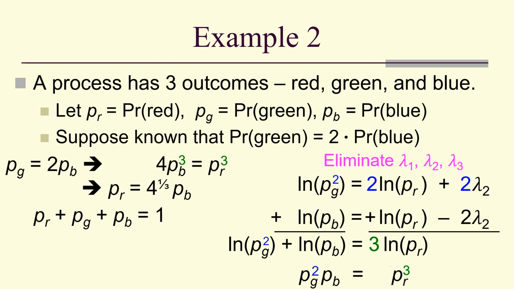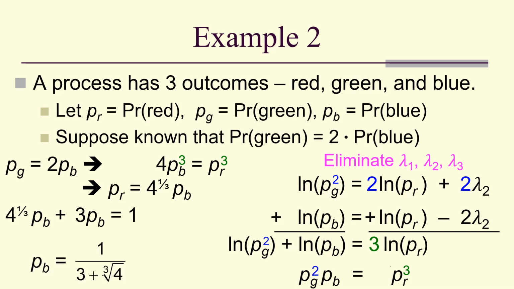The sum of the probabilities is 1, but again, p sub g is 2p sub b, so that's p sub r plus 3p sub b is equal to 1. And we solved for p sub r in terms of p sub b, and so we have p sub b is equal to 1 over 3 plus the cube root of 4. And that is our optimal value for p sub b, or argmax.